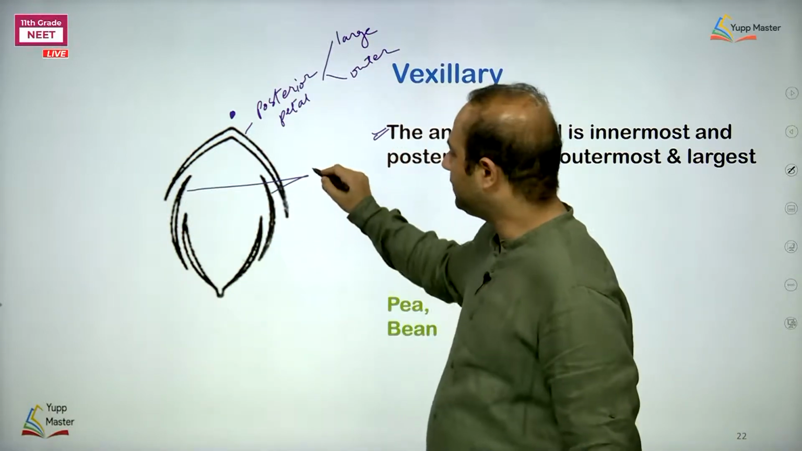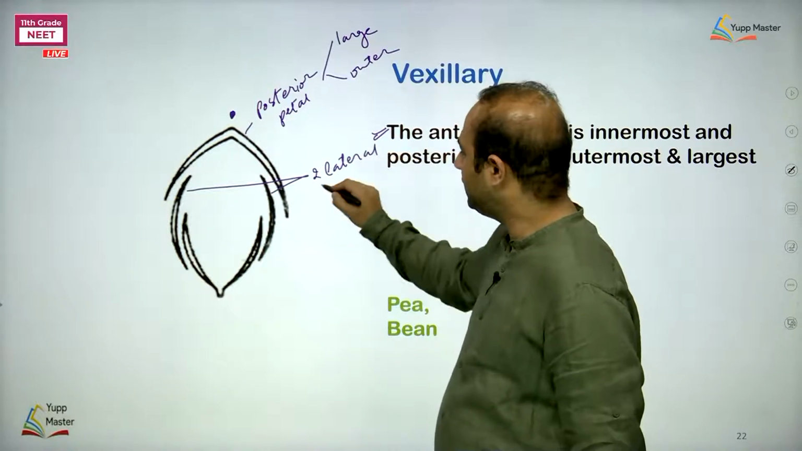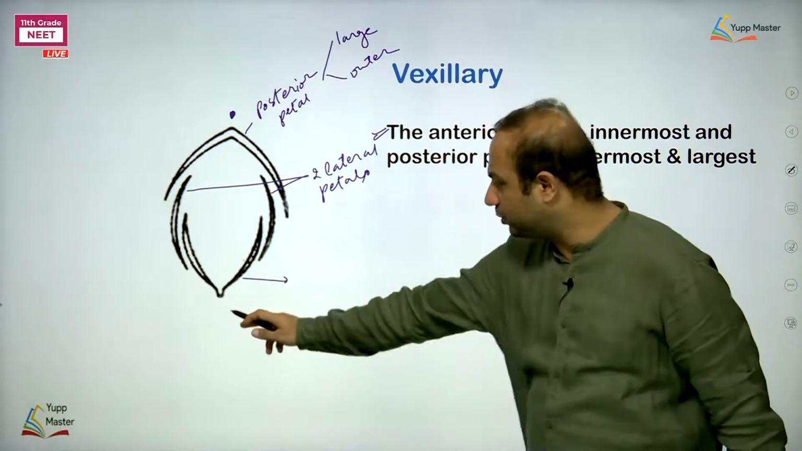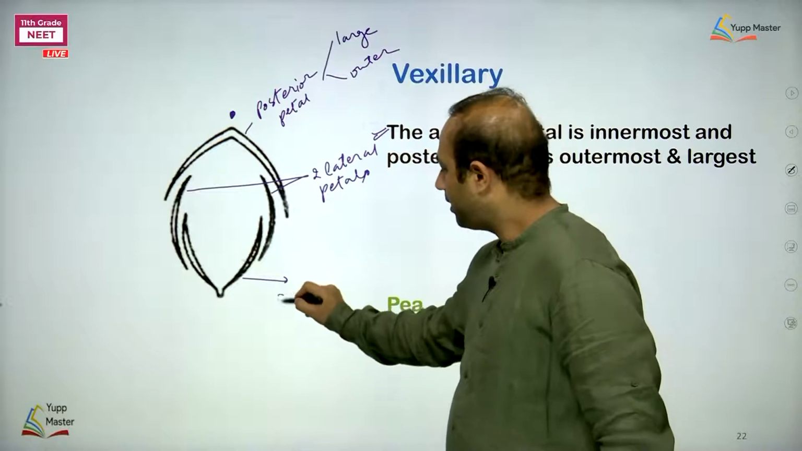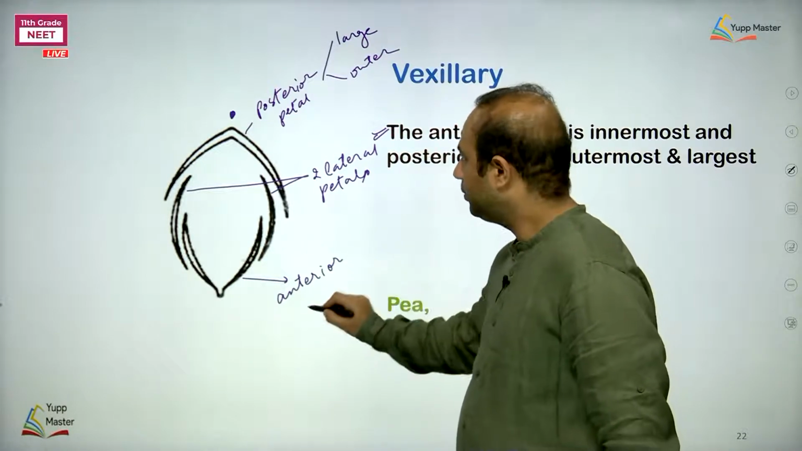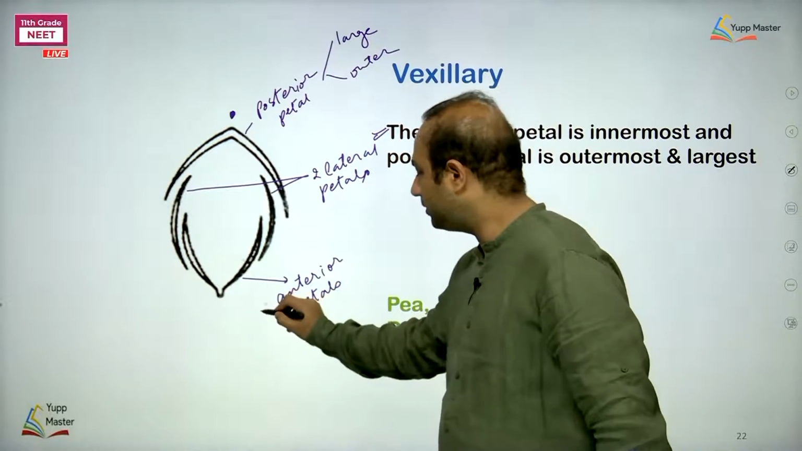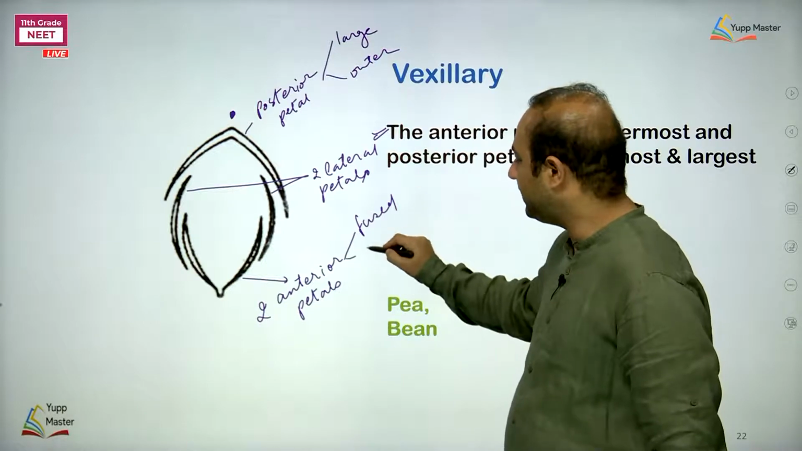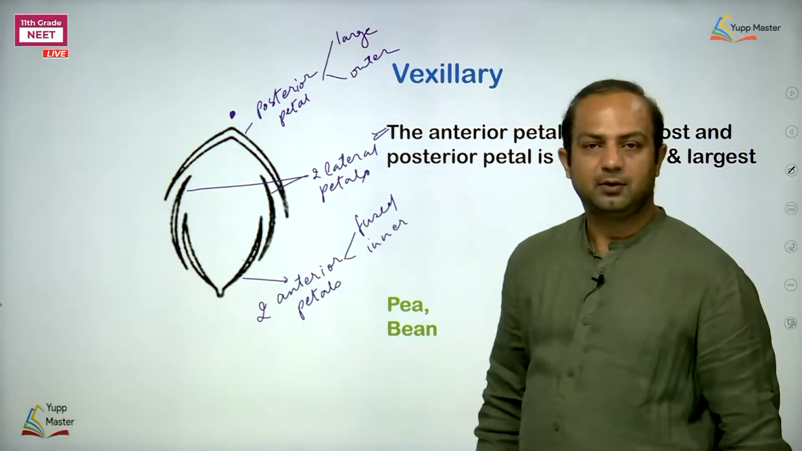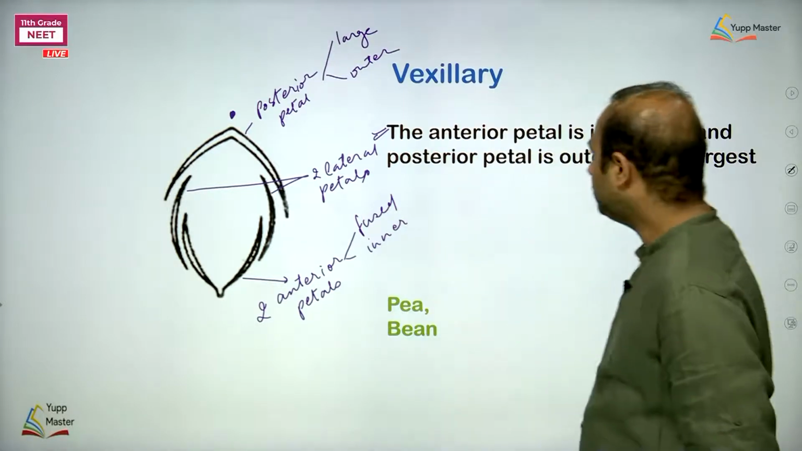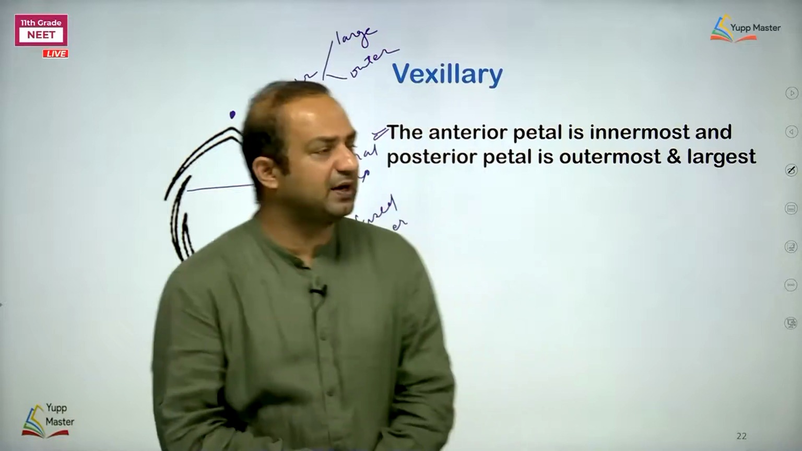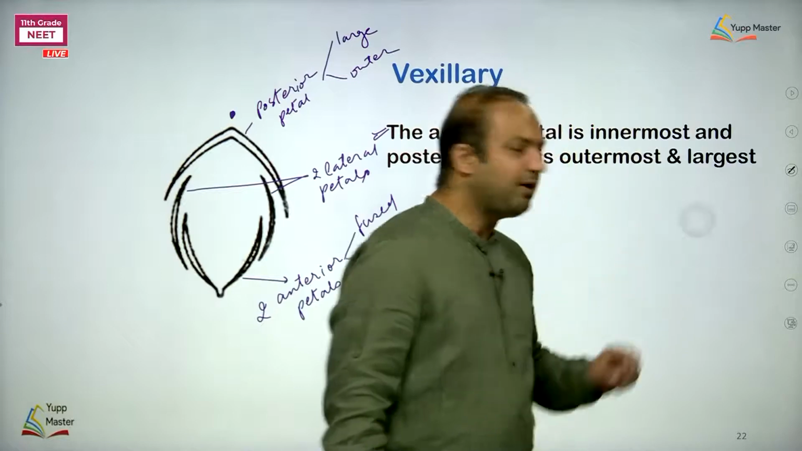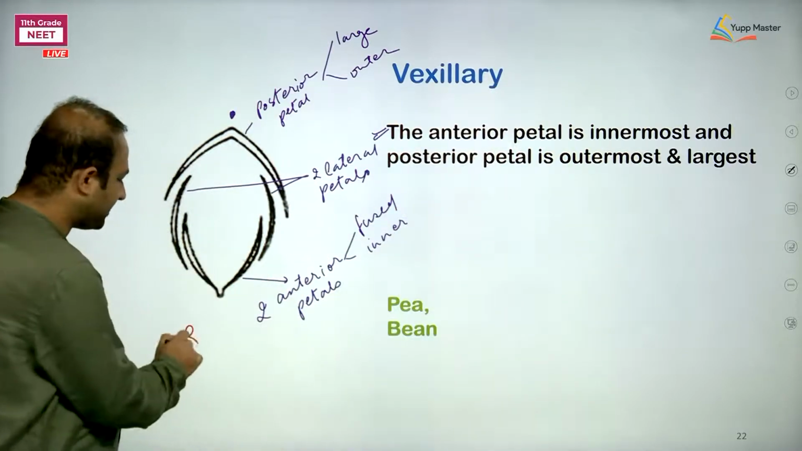These are two lateral petals, fine. And these two on the anterior side are going to fuse. Anterior petals, I will write petals. How many? Two. What happened to them? They are fused, but even after that they remain inner or overlapped. Why? Because they are small, maybe. So the anterior petal is innermost and the posterior petal is outermost and largest. We have different names for them. This is nothing other than the butterfly corolla.